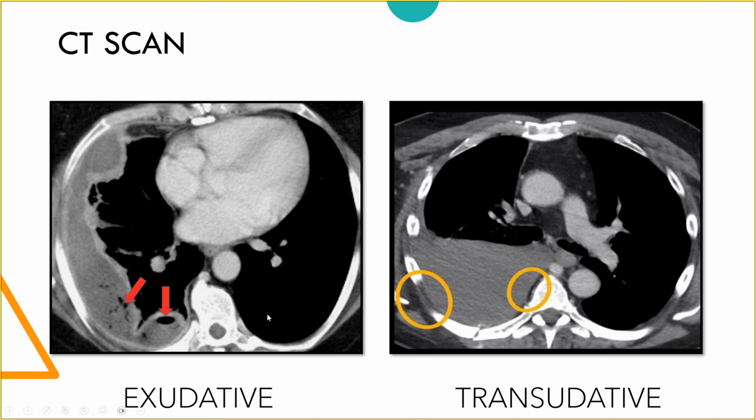And the third thing we are looking for is the split pleura sign, which shows as a bright white line along the CT scan, while in transudative effusions there is no bright line. This occurs because the pleura is inflamed in exudative effusions and it appears bright.